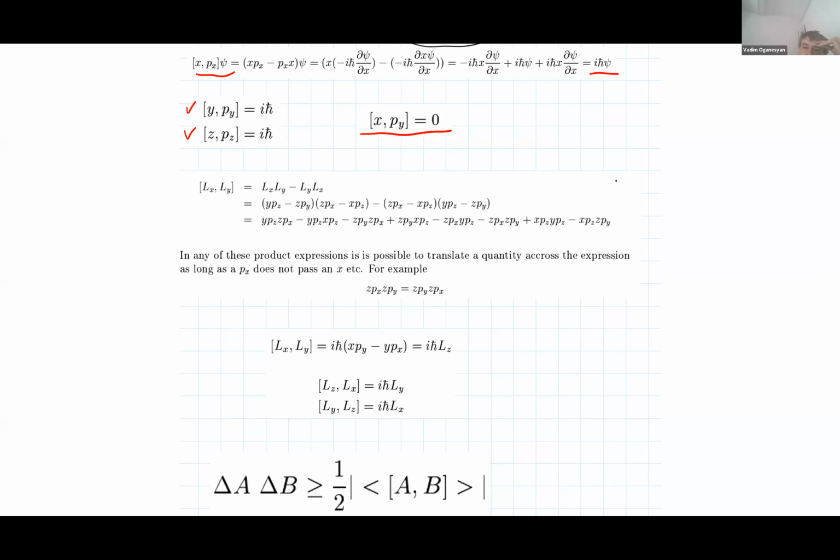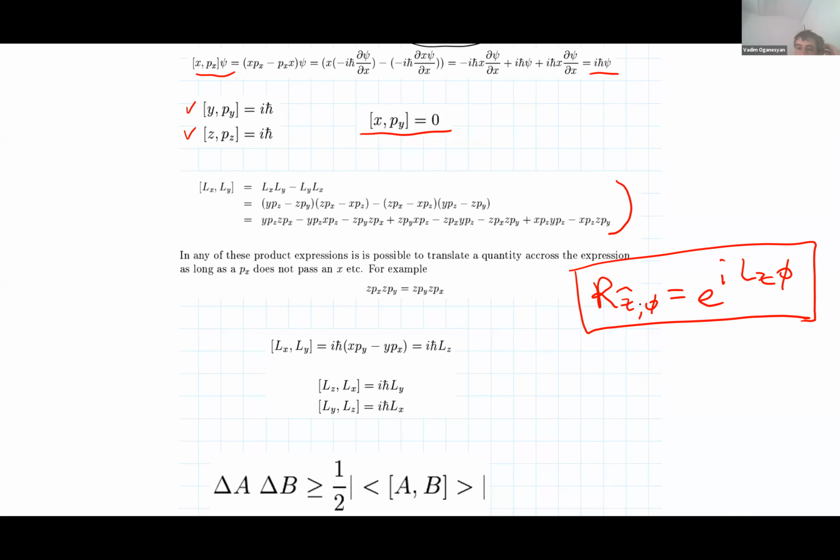Now let's consider commutators of Lx and Ly. And again, none of this is strictly speaking quantum mechanics. The idea is that you can think of the L's as generators of rotations. So a rotation around z hat by phi is e to the i Lz phi. This is a rotation matrix in a classical coordinate system, and it will also be a rotation matrix on a quantum wave function in three-dimensional space, okay?